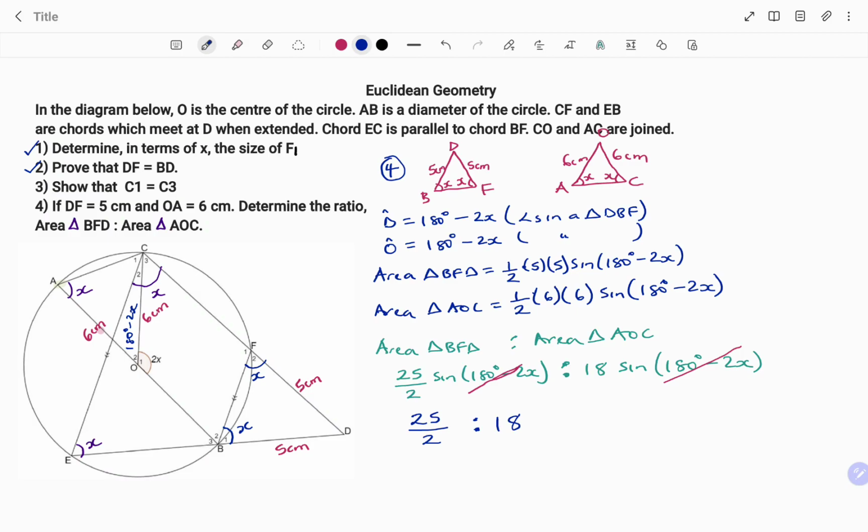So multiplying both sides by 2, we have 25 is to 36. Note that simplifying from here, we would have had 25 over 2 sine 2x, because sine is positive in the second quadrant. And also simplifying here, we could have had 6 times 6, 36 divided by 2, that's 18 sine 2x. We're still going to have the same ratio of 25 to 36. Let's look at the second example.